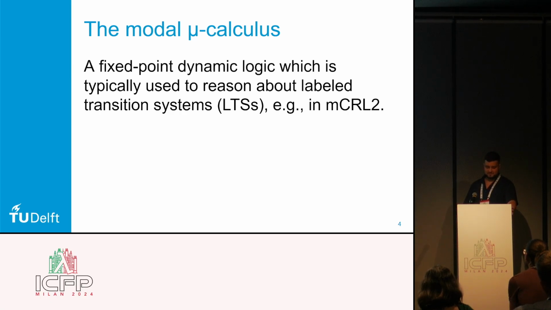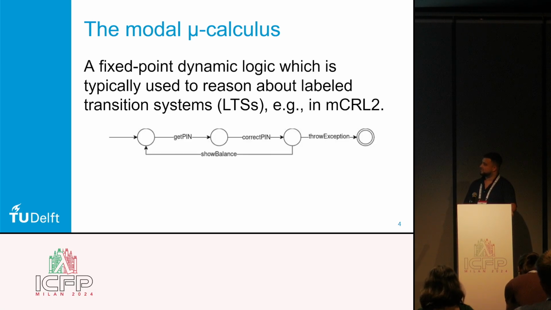For example, let's consider a particular cyber-physical system, an ATM, but a very simple one that only has one feature, allowing its user to view their bank account balance. If we wanted to model that as a labelled transition system, it would probably look something like that. It starts in a given state, its initial state, it gets some PIN code, it checks if that's correct. If it is, it shows the user's account balance, and let's assume if it's incorrect, it just throws an exception, it halts. It could also go back to the initial state.